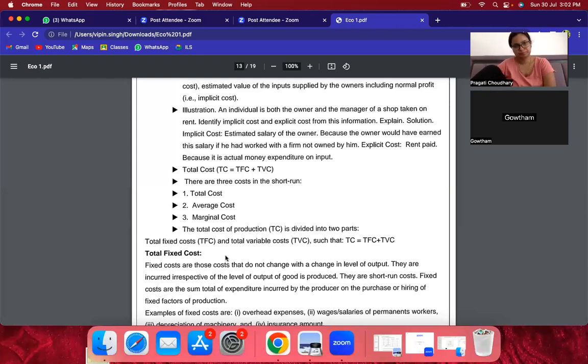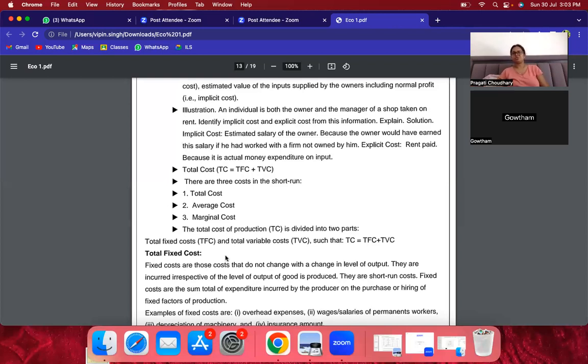Total cost is equal to total fixed cost plus total variable cost. There are three costs in the short run: total cost, average cost, and marginal cost. The total cost of production is divided into two parts: total fixed cost and total variable cost, such that TC is equal to TFC plus TVC. Obviously, TC will be the addition of fixed cost and variable cost.